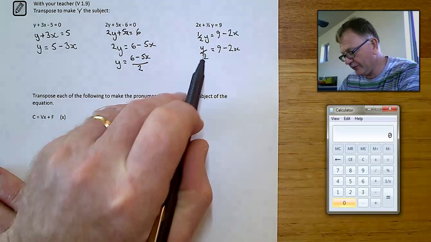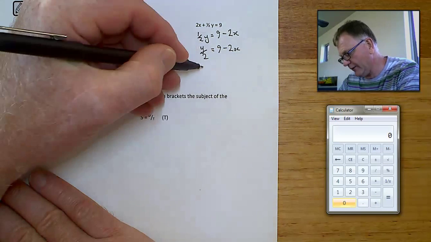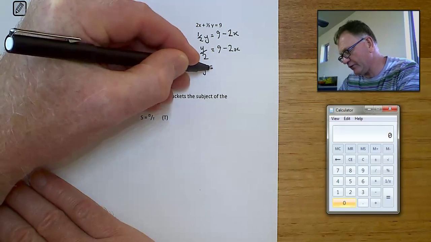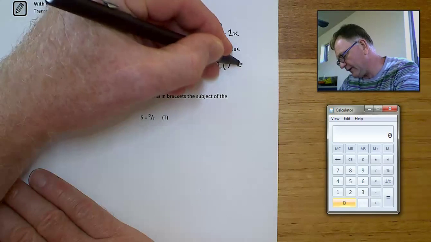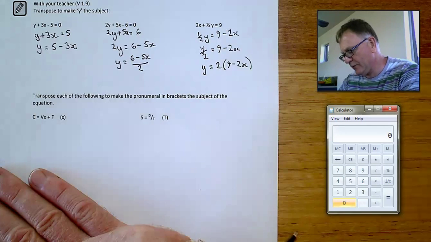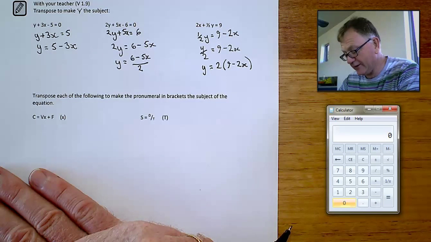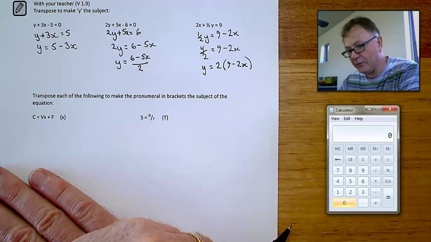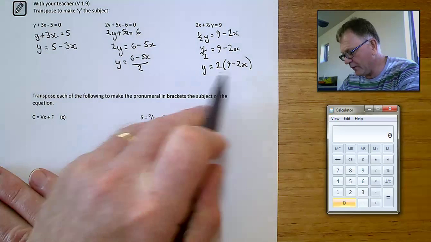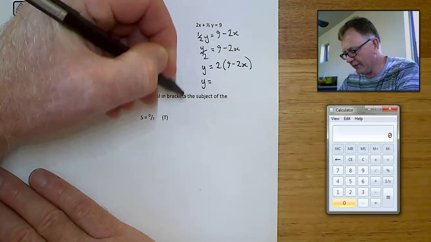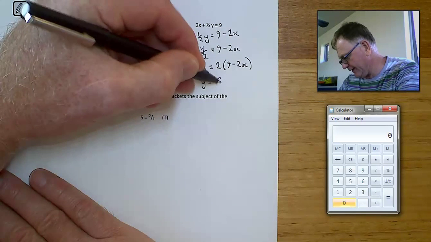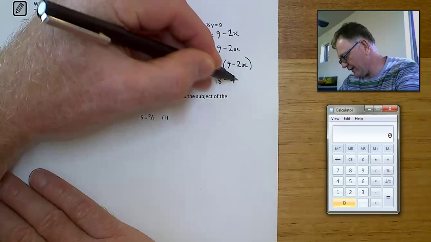If I times this side of the equation by 2, I'll have y. If I times the other side by 2, remember I've got to multiply the whole side of the equation by 2, like that. Well, that's done it. I could leave my answer like that. That has transposed it, so y is the subject. Or you could multiply out these brackets if you wanted to. So you've got your final answer looking like this. y equals 18 take 4x.